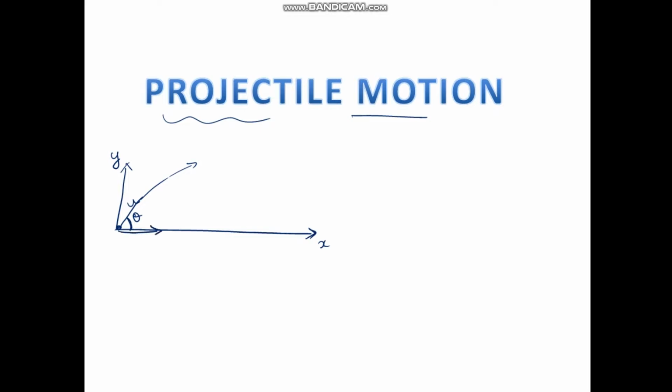In this video lecture, let us see about the concept of projectile motion. Let this be the y-axis and this be the x-axis. We are throwing a ball with initial speed u at an angle theta with the horizontal direction. When we resolve the components, the component along the horizontal comes out to be u cos theta, and the other component is u sin theta.